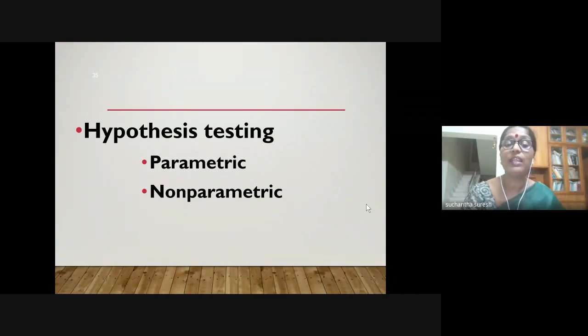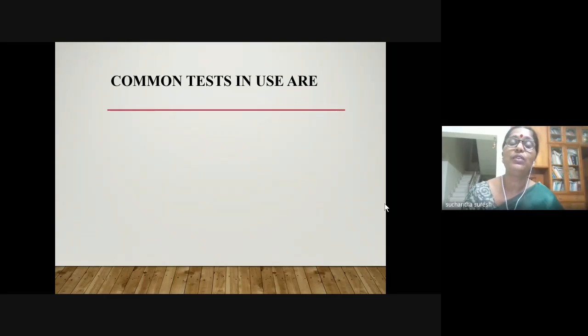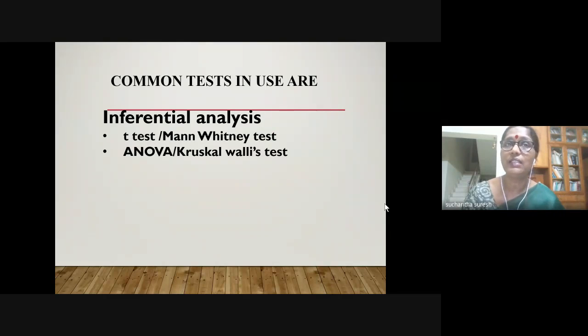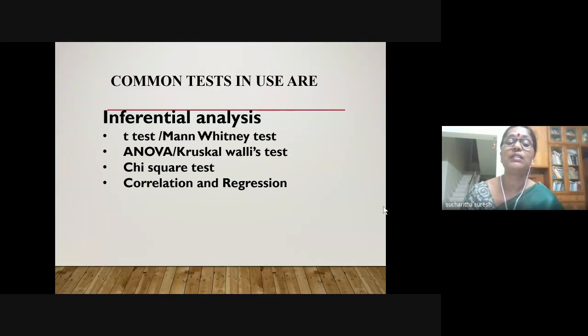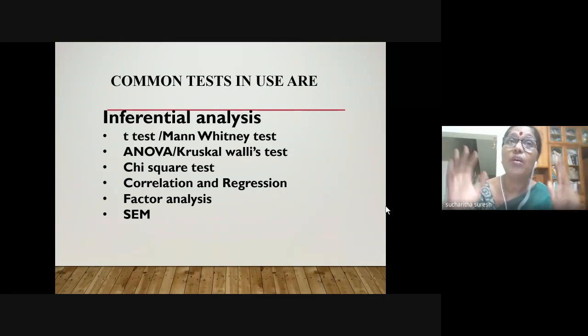There we have parametric and non-parametric tests. The common tests we use are the t-test, which is a parametric test. The corresponding non-parametric test is the Mann-Whitney test. And ANOVA's corresponding non-parametric test is the Kruskal-Wallis test. Chi-square test is a non-parametric test. Correlation, regression, factor analysis, SEM, structural equation modeling, all these things are commonly used in our social science research, dear friends.